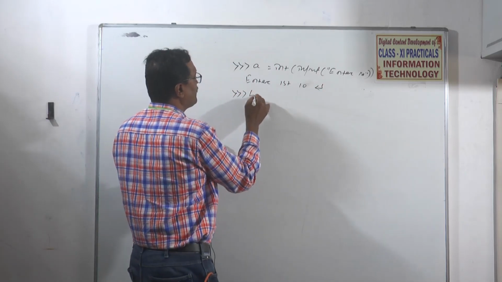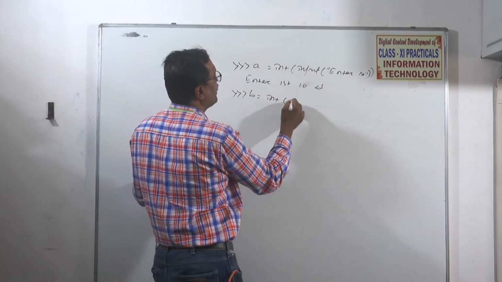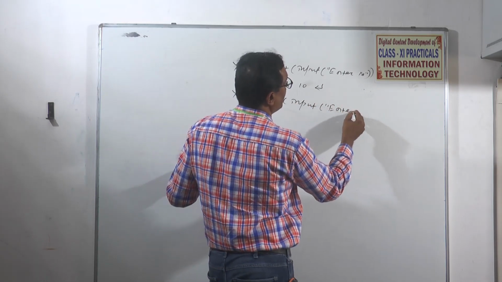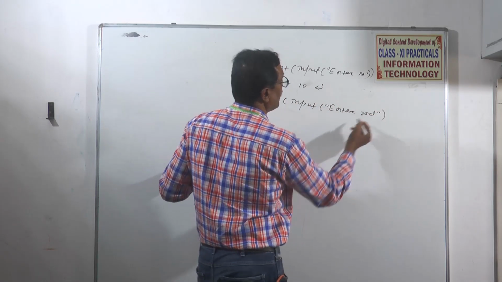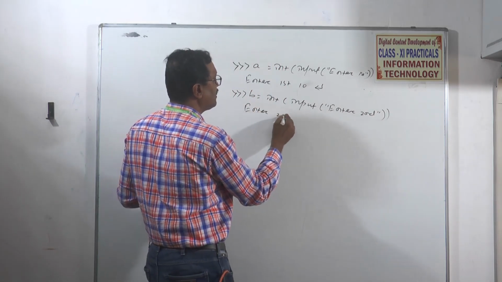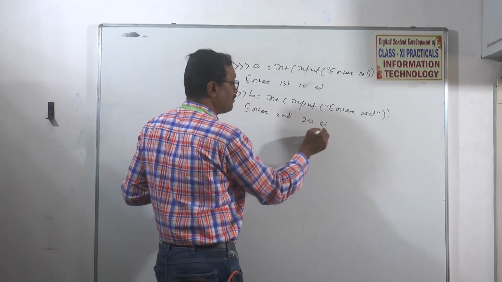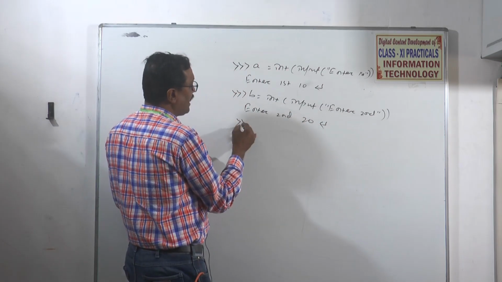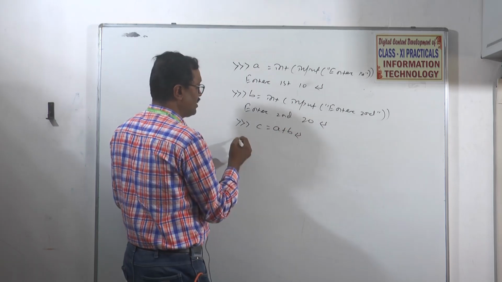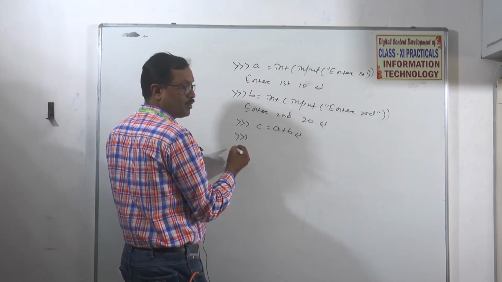Then now I'm writing b is equal to int input, enter the second number. Then it will also give me the message, enter second. Suppose I am giving 20. Press the enter key. Then I am going to do the manipulation. C is equal to A plus B. Then again the IDLE screen will be available for you.